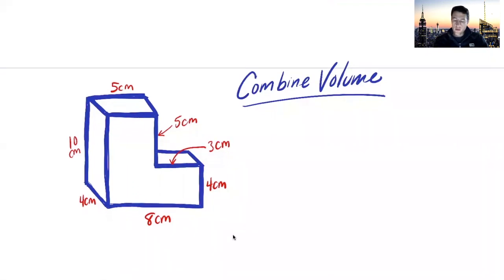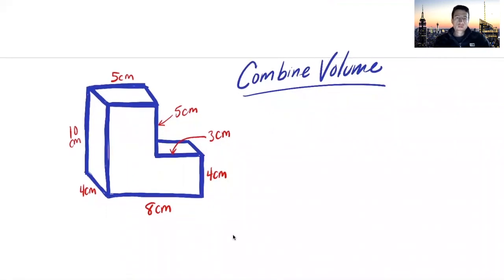Today, we're going to be looking at how to combine volume for our more irregular shapes. All right, something that's not just a standard rectangular prism, cube, or quadrilateral that's in a 3D shape.